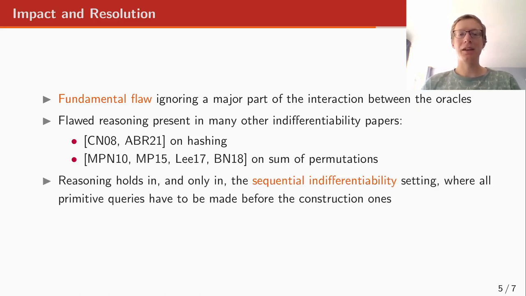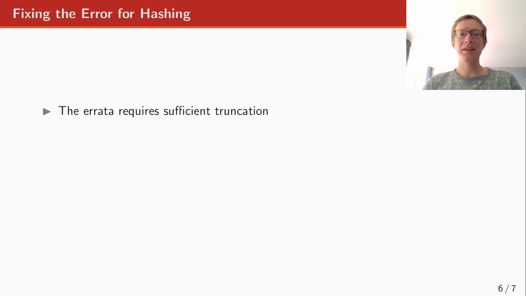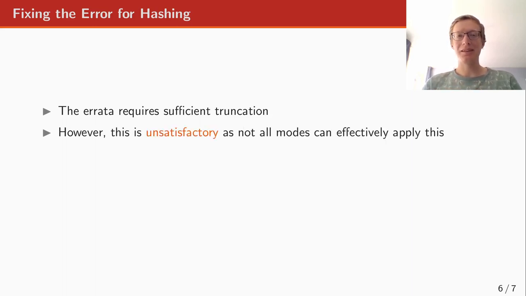But the flawed reasoning does hold in the sequential indifferentiability setting, where the primitive queries have to be made before the construction queries. So the results can be downgraded to this weaker setting, so that we still have some positive results. In the case of hashing, we had the errata that requires sufficient truncation, but this is not that great of a fix, as not all modes can apply this.